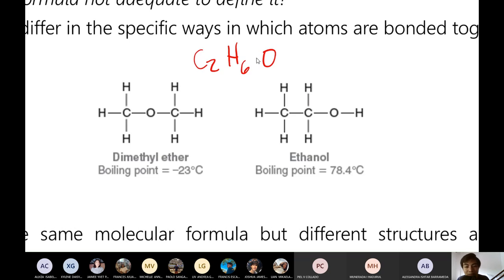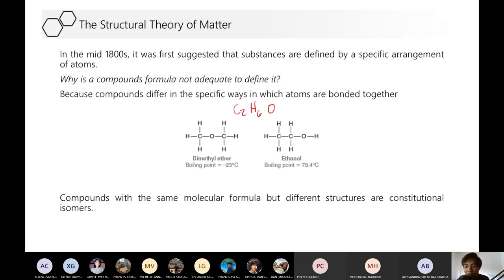Since they have the same formula but different characteristics, magkaiba sila ng properties, we call them isomers. So yun, dito na pumapasok yung idea ng isomers natin. So compounds can be connected in different ways, but if they have the same formula, we call them isomers. Okay, so yun lang yung idea. So compounds with the same molecular formula but different structures are constitutional isomers.